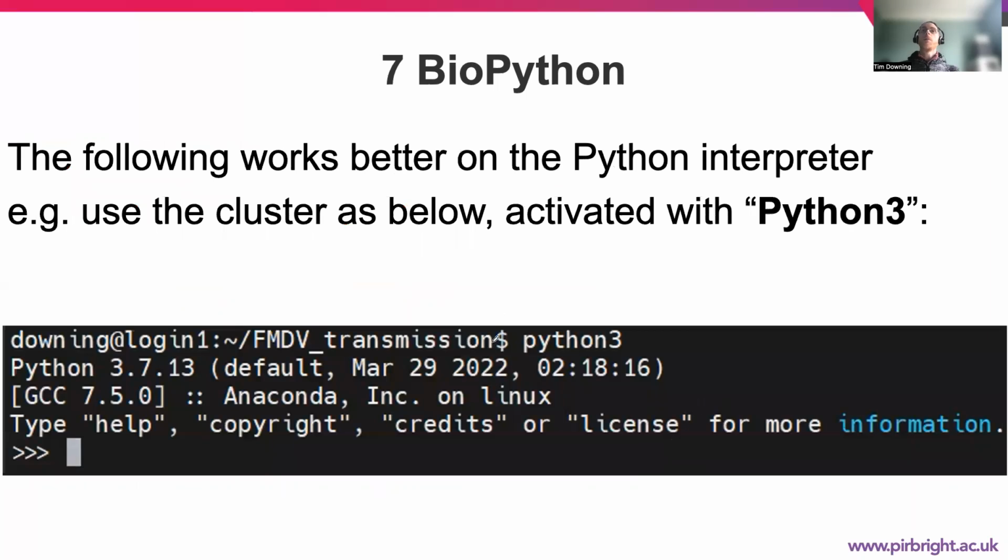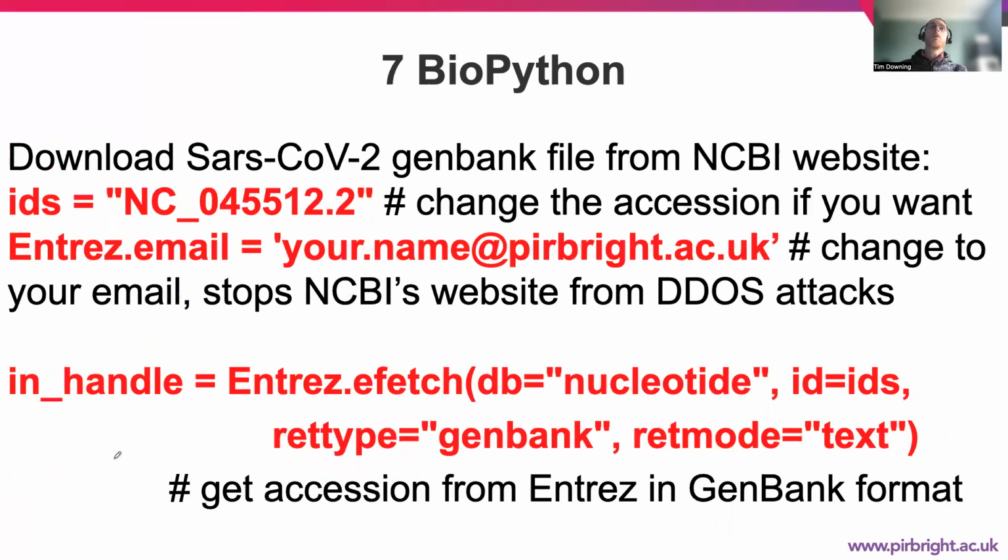You might find that using the Python interpreter on the cluster works better for this. So you just go onto the server and type in python3, and you'll see these greater than symbols, three of them together, as your prompt, and you can write code here where the gray box is. So what we can do, for example, is download the SARS-CoV-2 GenBank file from the NCBI website using code instead of manual point and click.